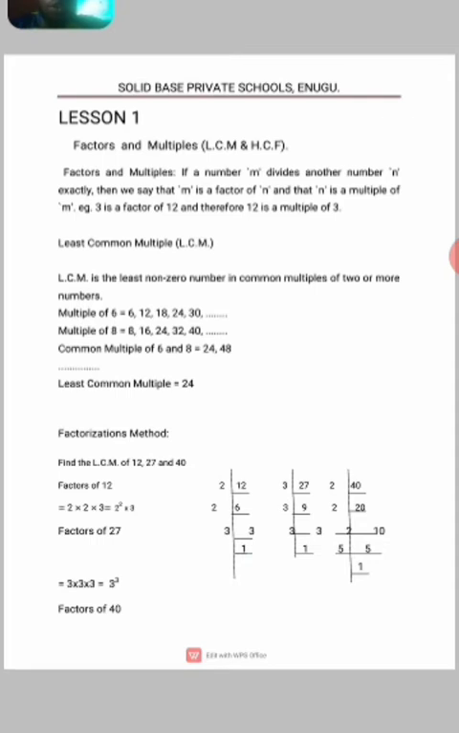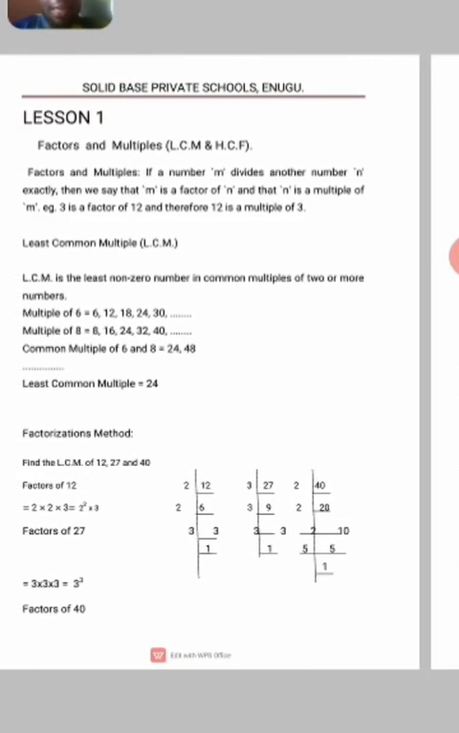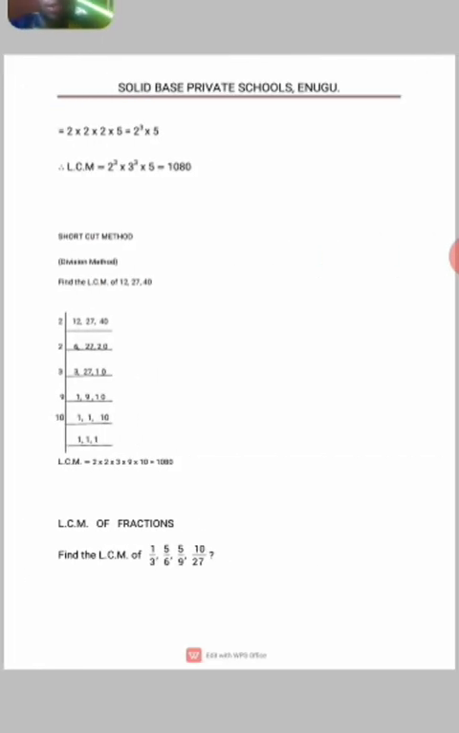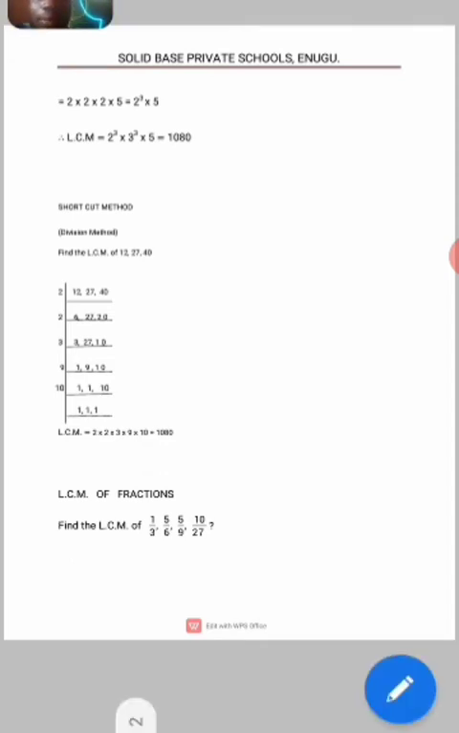Of course, we know that 2 raised to the power 3 is 8. 2 times 2 is 4, and 4 times 2 is 8. Then 3 raised to the power 3 is 27. 3 times 3 is 9, and 9 times 3 is 27. So when you multiply 8 times 27 times 5, that will give you 1080. So that is the LCM of 12, 27, and 40 using the factorization method.